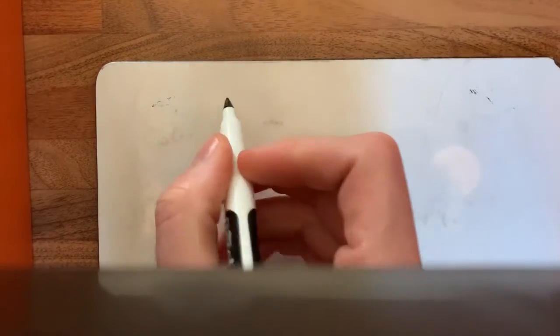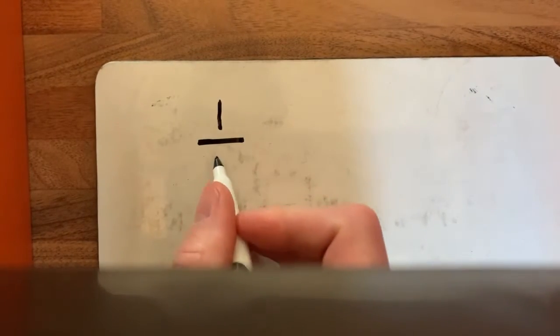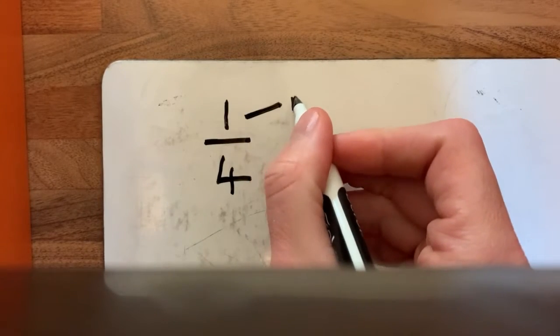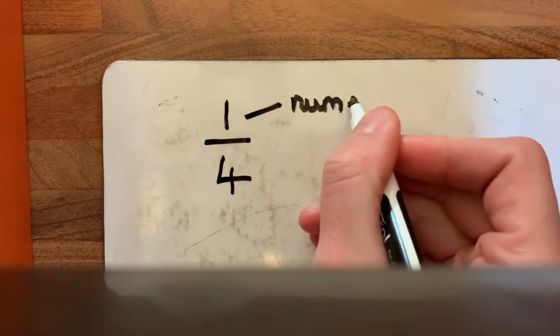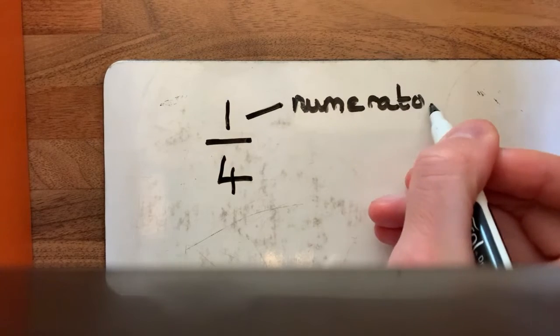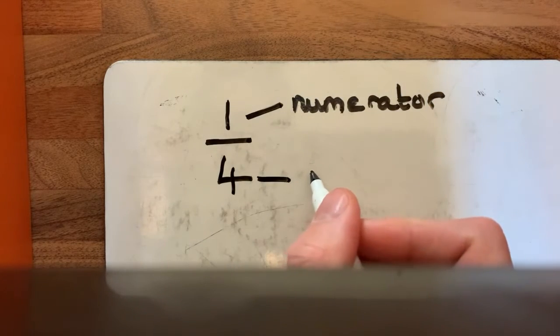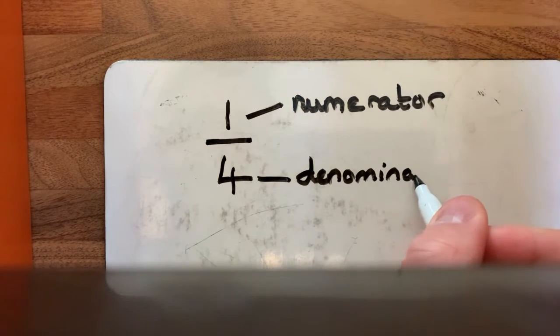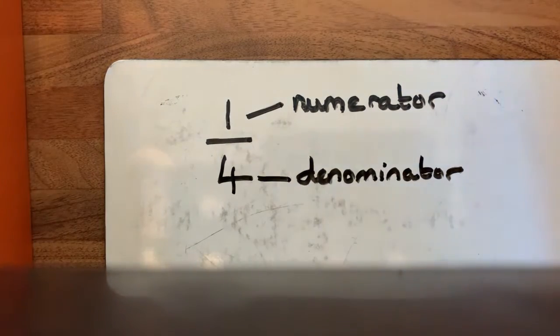The next thing we need to recap and remind ourselves of, if we have a quarter, is the two things. The top part is the numerator, and then the bottom part is our denominator. They're the two things we need to remember about our fraction, and they both tell us different things.